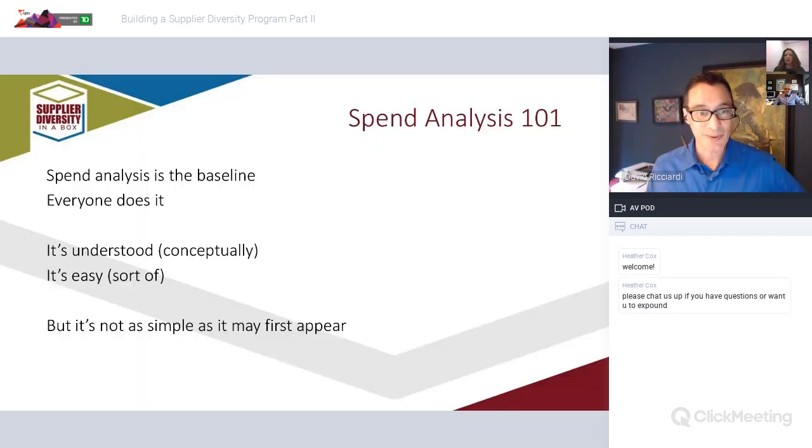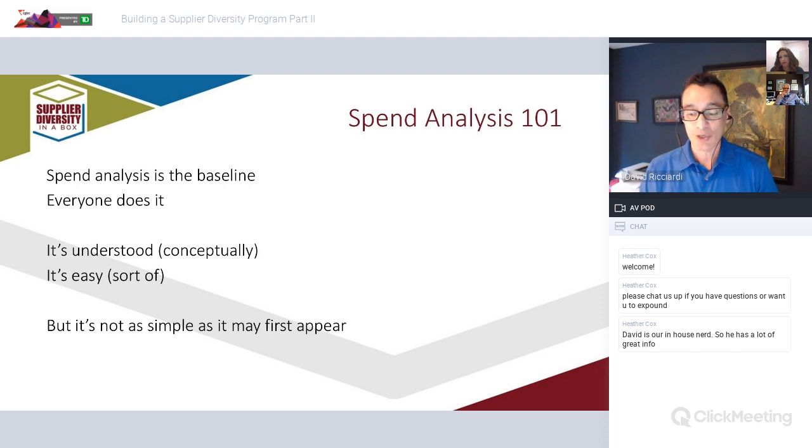Let's see. There we go. Just keep going. So let's talk a little bit. We're going to spend most of the time today, or at least I'm going to be spending most of my time talking about spend analytics. Spend analysis, when we talk about spend analytics, it's something that everybody does. It's really like a baseline. It's not the only way to measure how you're doing in your supplier diversity program. And I'm going to go through a few of the other ways in which we can do that as well. But first, we're going to focus on spend, since I would say, it's conceptually understood by everybody.